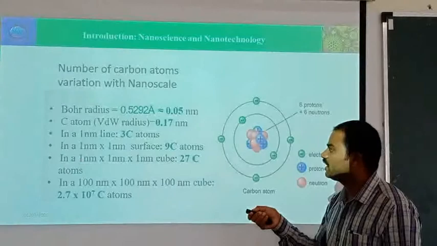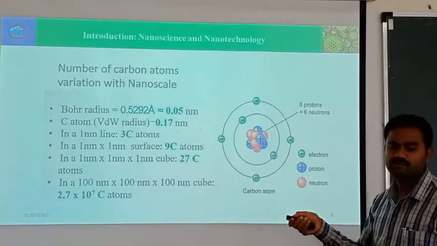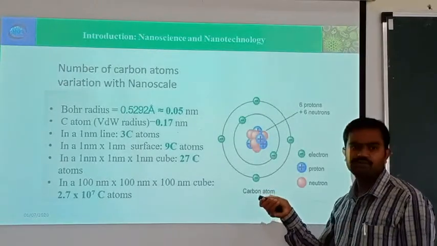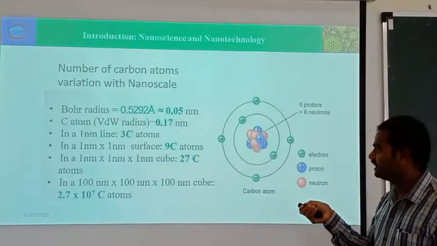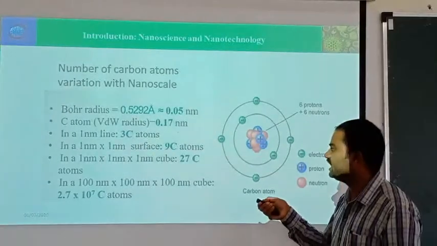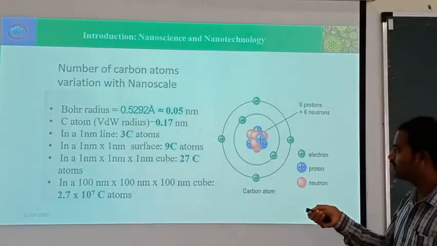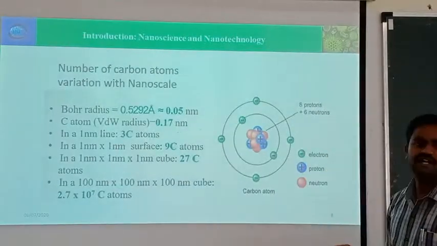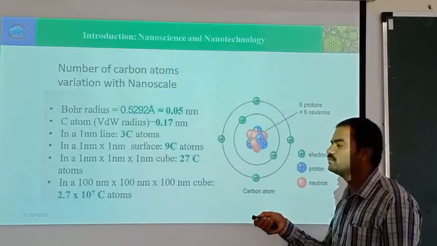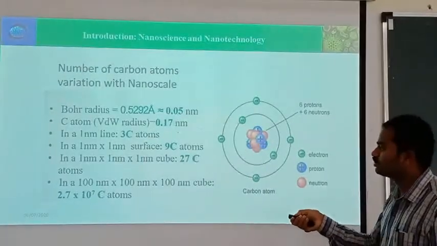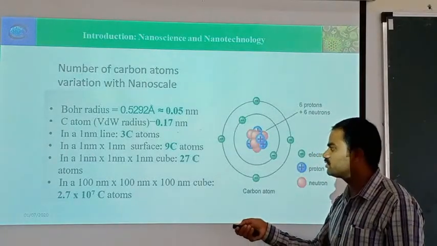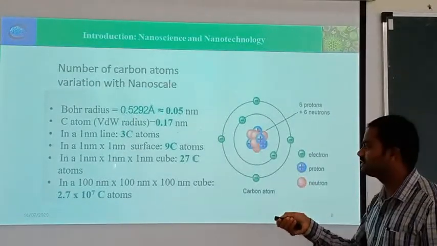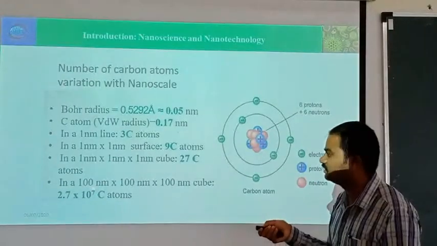Now consider a 1 nanometer cube. So 9 times 3 is 27 carbon atoms. This represents that in a 1 nanometer cube we can situate 27 carbon atoms. Again, consider a 100 nanometer cube, 100 nanometer by 100 nanometer by 100 nanometer. You can place 2.7 times 10 raised to 7 carbon atoms. This is the beauty of the nanometric scale, how you can place atoms at the nanometric scale.